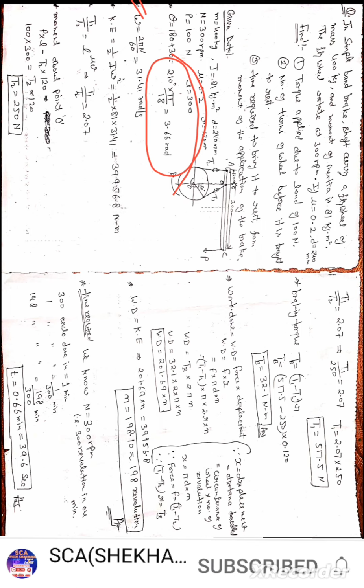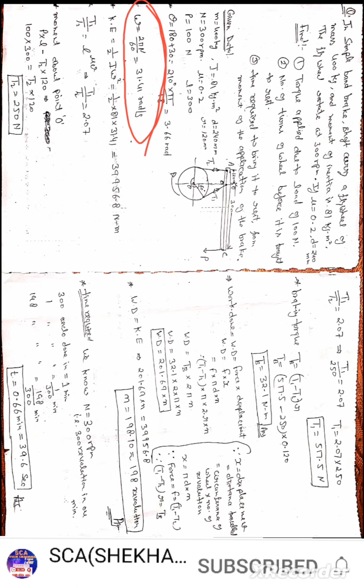Now, second, we calculate omega using the revolutions per minute N. So omega is equal to 2 pi N over 60. Putting the value of N as 300 rpm, we get omega as 31.41 radian per second.